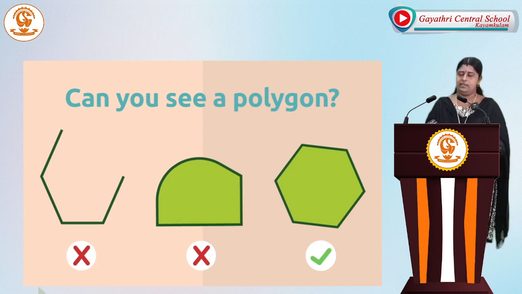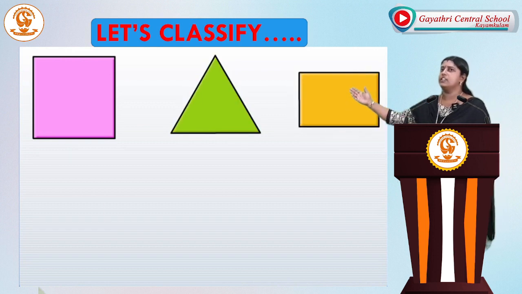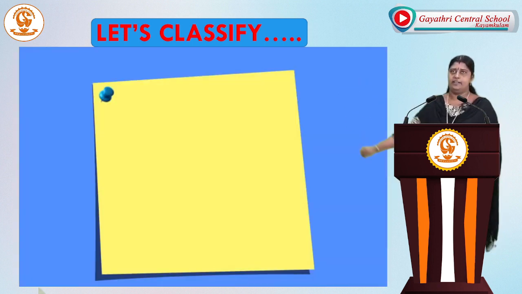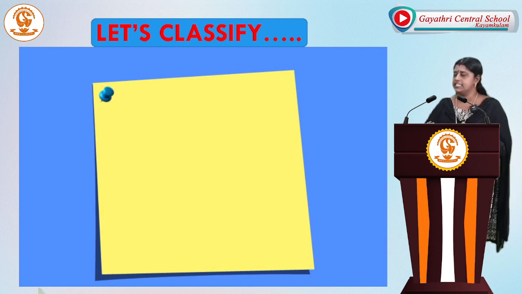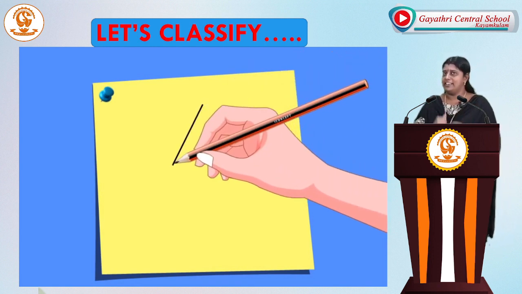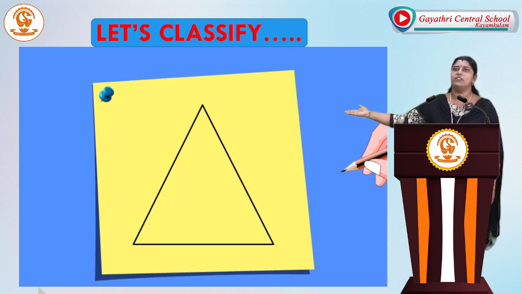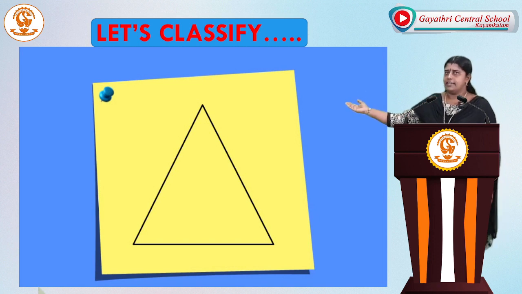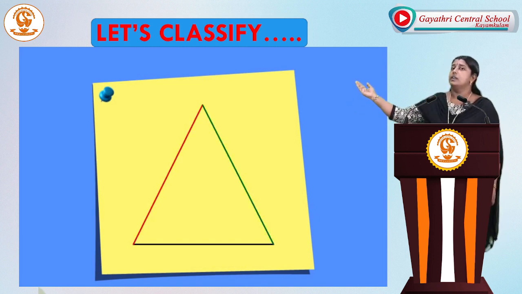Okay. Yes, ma'am. Let us classify the polygon. Here we can see so many examples of polygons. These are closed figures made up of line segments. Let us start from the least sided polygon. Which is it? Three-sided polygon. Here we can see a triangle. There are three sides and three angles, so it is the least sided polygon.